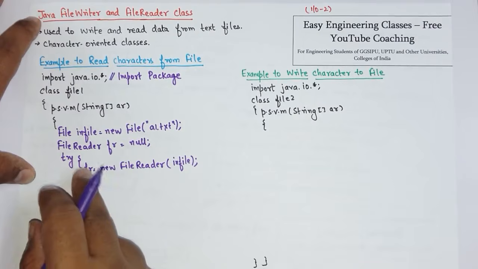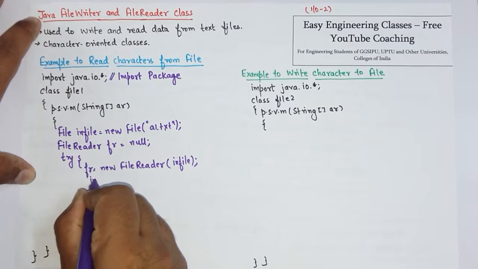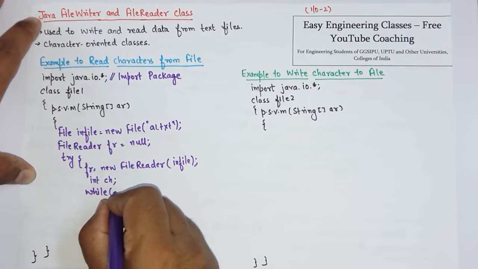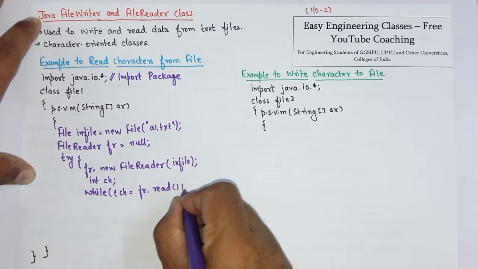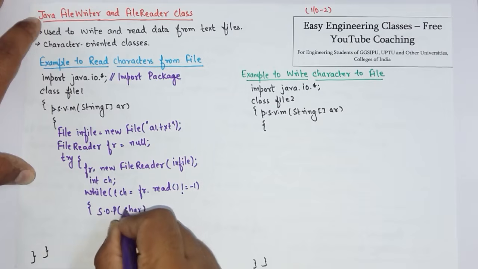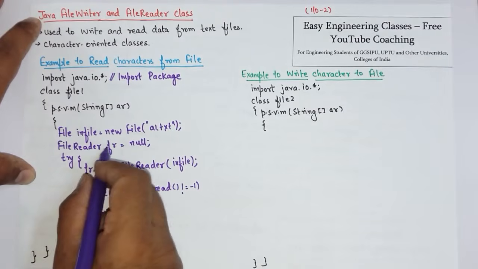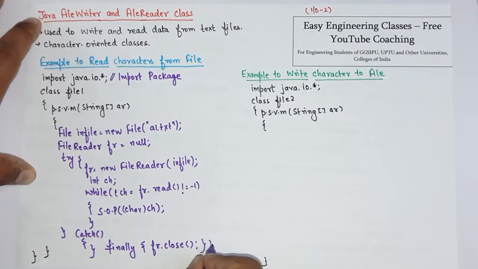So now what is happening is this FileReader object is now associated with the a1.txt file. Then create one variable of type int. While character is equals to fr dot read is not equals to -1, System.out.println character ch. Then close this try and use the catch block, and you have to close fr dot close in the finally block. In finally, you have to do fr dot close. So this is the complete program.